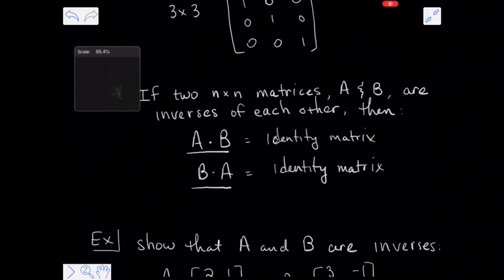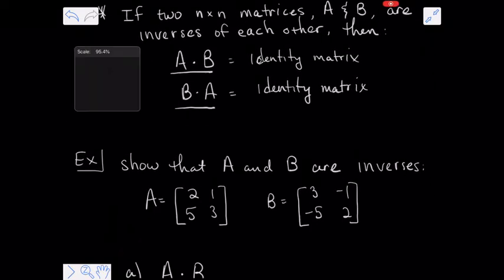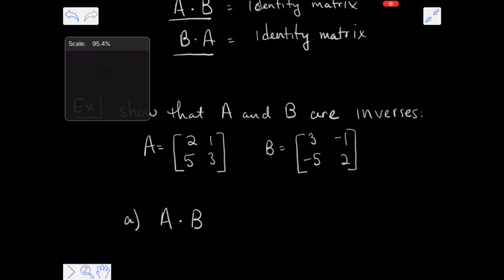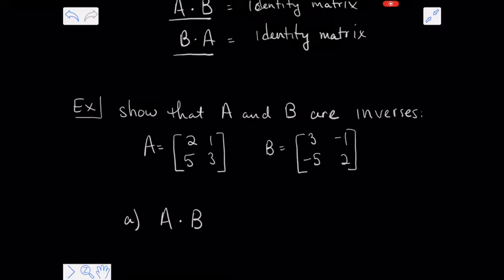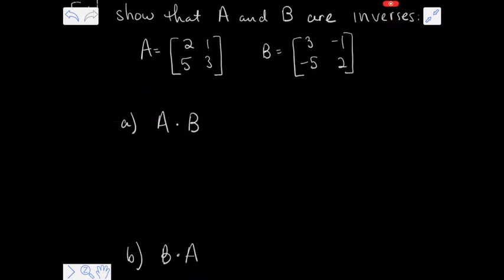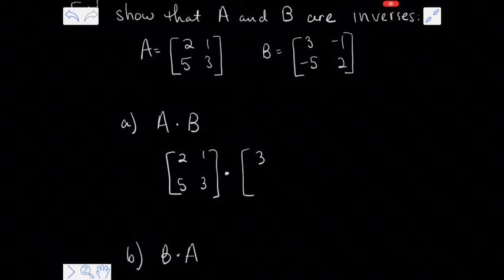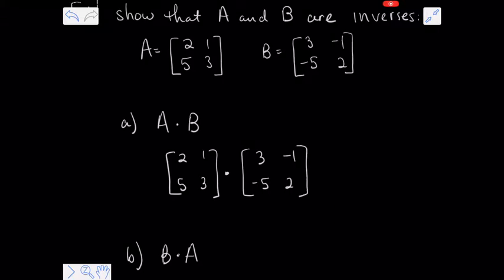So as an example, if you're given two matrices and asked to show that they're inverses, it's really a two-part problem. You have to show A times B is equal to the identity, and then you have to show that B times A is equal to the identity. So for part A, we're going to show that by multiplying these two matrices together, we're going to get the identity. And then we have to show that B times A also equals the identity.